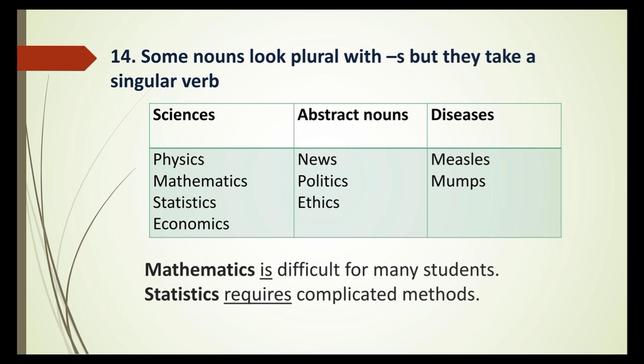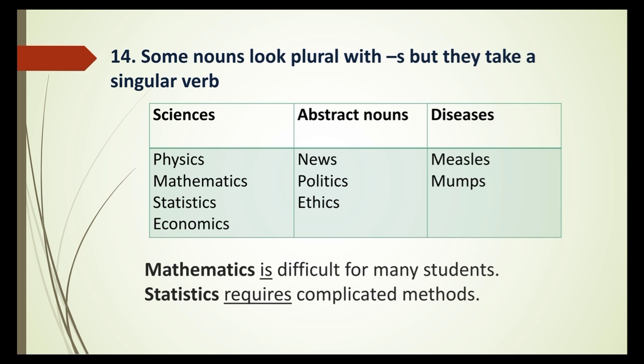Sabi nyo, ma'am, pagka subject may S, plural yun. No, not all of the time. Kasi itong mga to ay subjects or sciences, or abstract nouns, or diseases. Lagi silang may S. Pero, singular ang ibig sabihin nila kasi yung mathematics is a subject. It's just one. Okay? Statistics requires complicated methods.